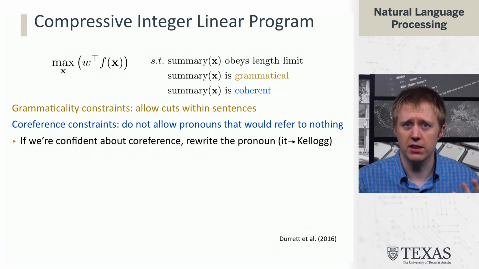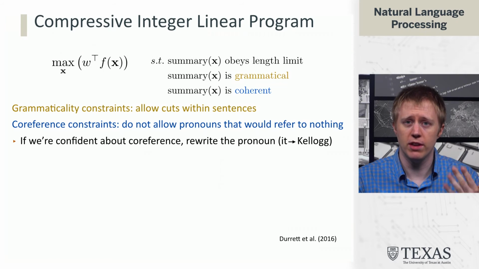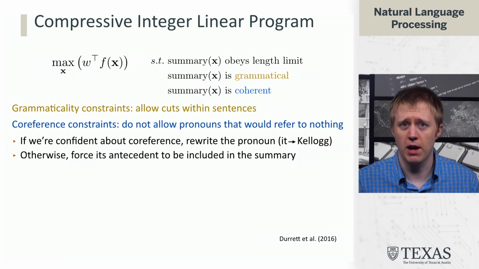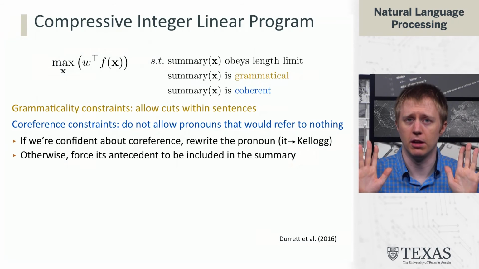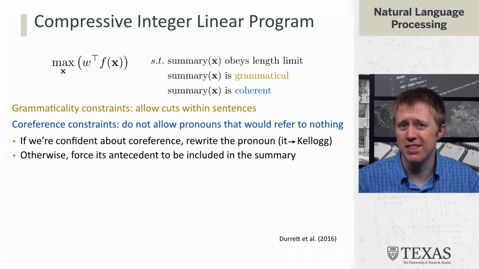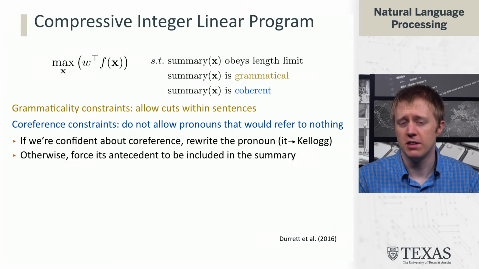And one additional thing that we did was actually only allow the pronoun rewriting in cases where our prediction was confident. Otherwise, we just said, okay, we're going to do something a little bit weaker. We're going to force the previous sentence, or what we think is the antecedent of the pronoun, to be included in the summary. And this is kind of hedging the bets in case the system made an incorrect prediction. So we're just going to ask for a little bit more context to be there as well.